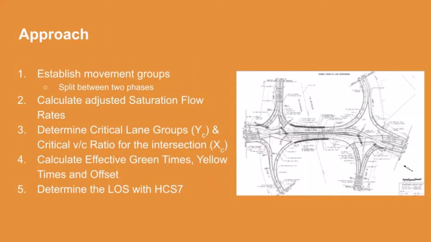Here we have the approach on our calculations for signal timing. First, we established movement groups for each phase. We had 2 phases with 3 movement groups each. Next, we calculated the adjusted saturation factor. Thirdly, the critical lane groups and critical V over C ratio for each intersection were calculated. Finally, we determined the yellow time, offset, and the effective green time for each phase.